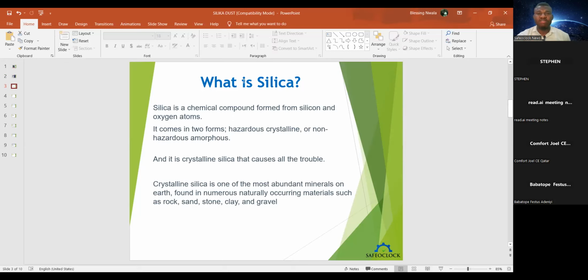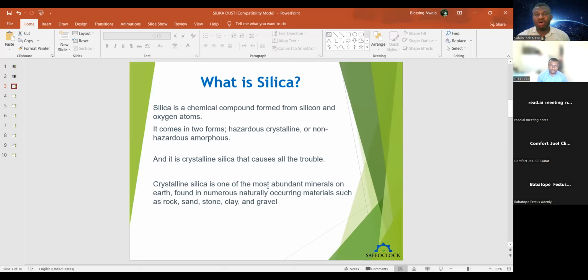First, what is silica? Silica is a chemical compound formed from silicon and oxygen atoms. When these two atoms come together, they form hazardous crystalline or non-hazardous amorphous silica. But we are more concerned about crystalline silica because it's the most hazardous form of this compound.